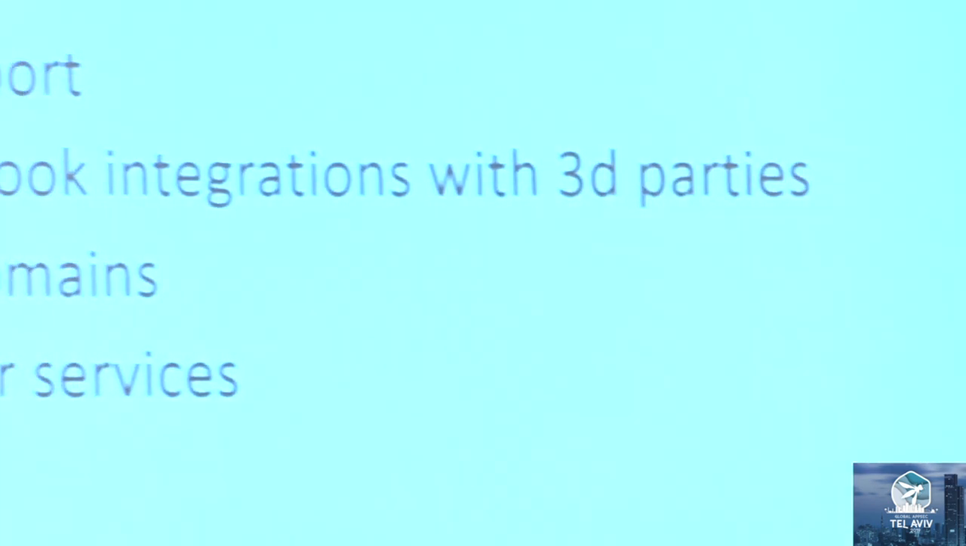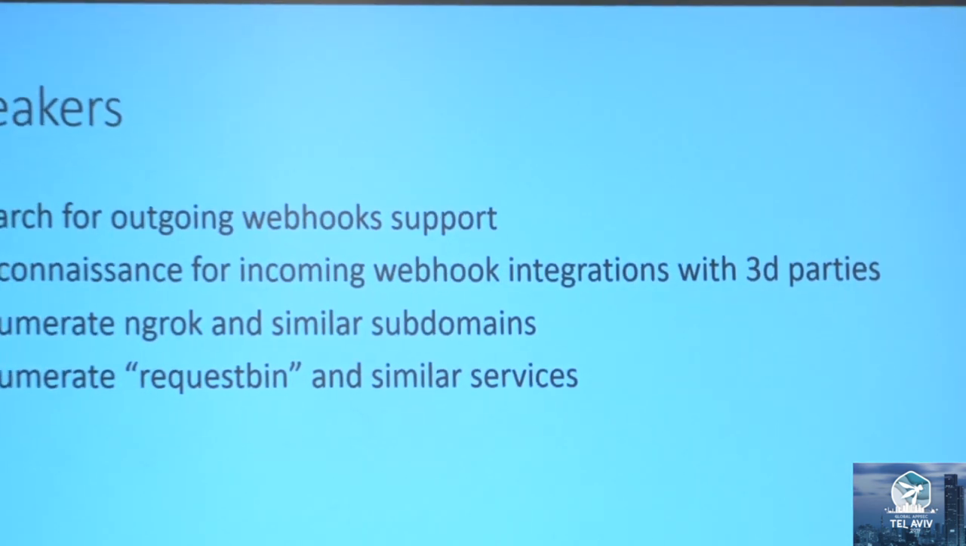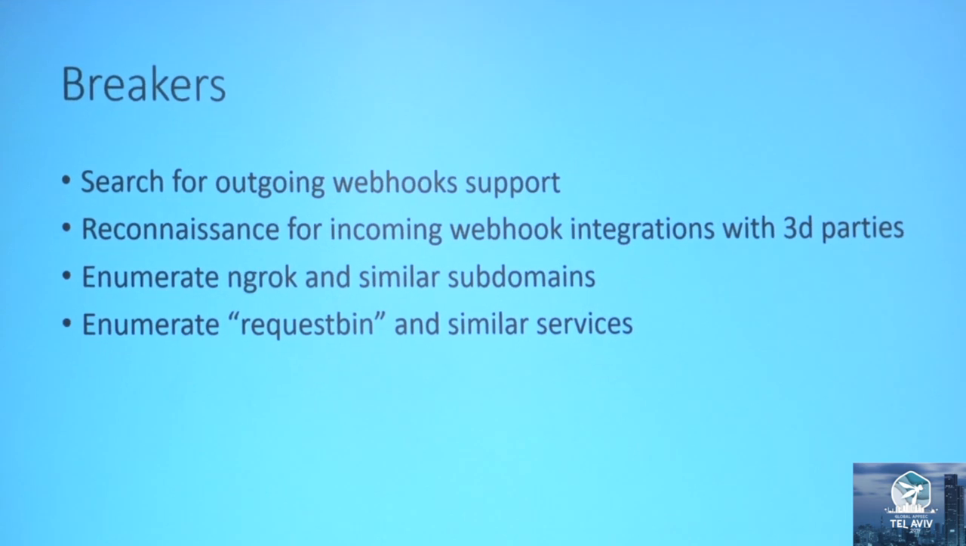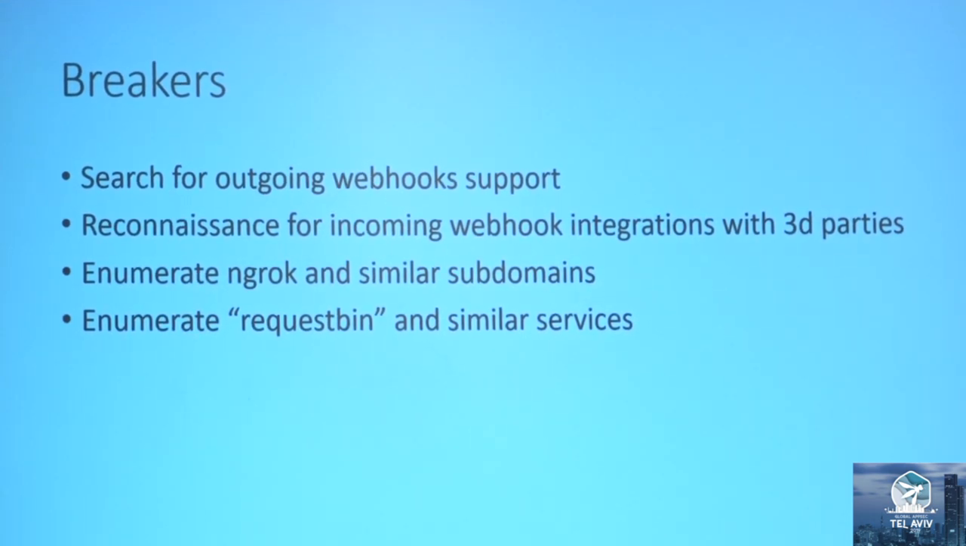Also reconnaissance for incoming webhooks. If you see that this application has integrations with third parties, and that's how microservices and all modern applications work, they combine different services today, then you could attack this service. For example, I don't know if it's a vulnerability, but on Slack, if you have the same email domain for the same organization, anyone can join the channel. So if you take over one of the corporate emails, you could use this email to get into all the channels of the company. That's something that maybe people don't know when they rely on those services.